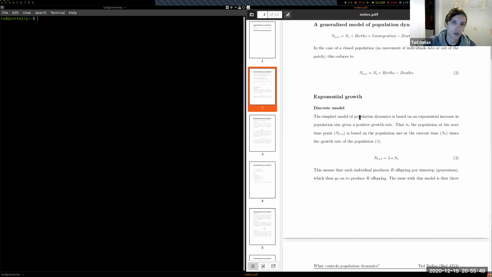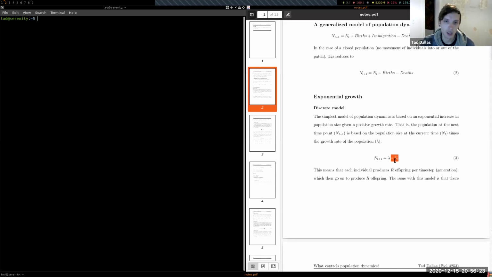So let's consider a single species, a population of a single species growing at some rate. This rate we're going to call the growth rate of the population, which we annotate using lambda. So we have the population at time t+1, just the same thing as above, is equal to lambda, the population growth rate, times the population size at time t. What does this mean functionally?